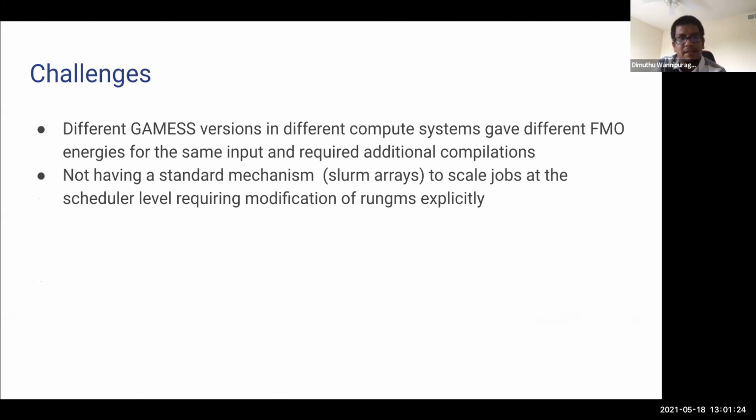First, we were working on different GAMESS versions on different machines. For example, on Stampede2 we had one version, on Jetstream we had one version, and on Indra's machine there was another version. And interestingly, these different versions were giving different FMO calculations for the same input. So we had to compile the same version on all the machines to get consistent output.